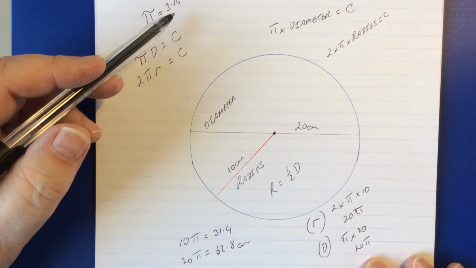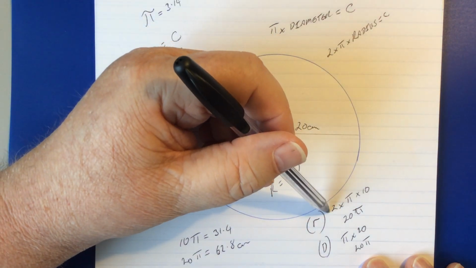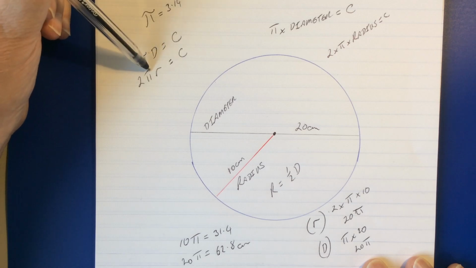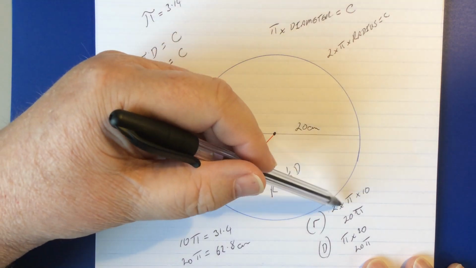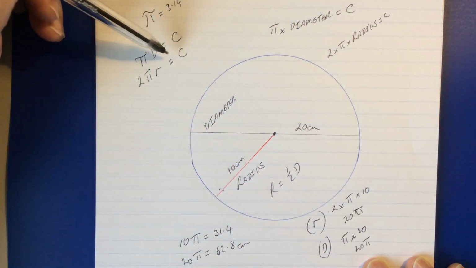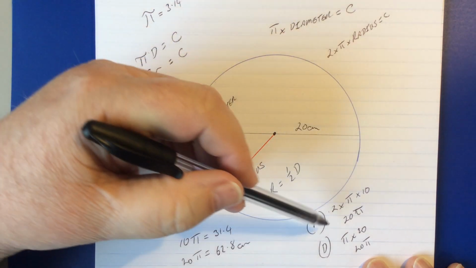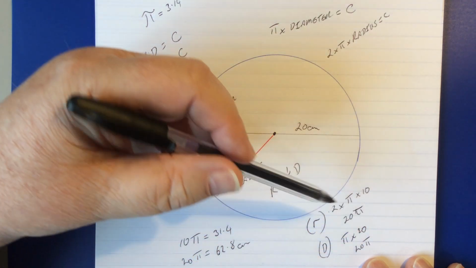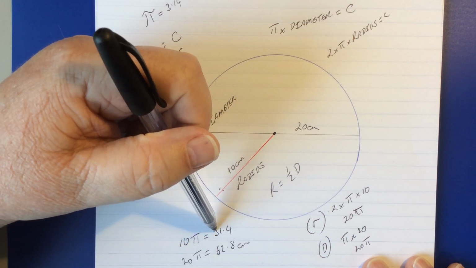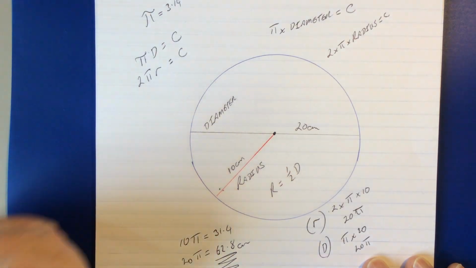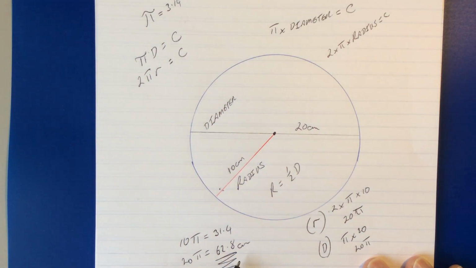is an approximation. And if I work it out using this formula, I get 2 times pi times 10, because I'm using the radius. If I work it out using this formula, I get pi times 20, which still gives me the same result. And 10 pi is 31.4. I have to double that to get my answer. And when I double it, my answer is 62.8 centimeters.